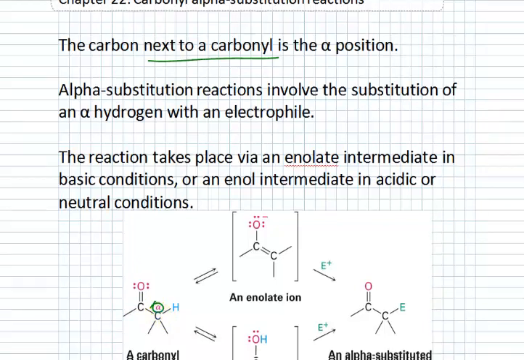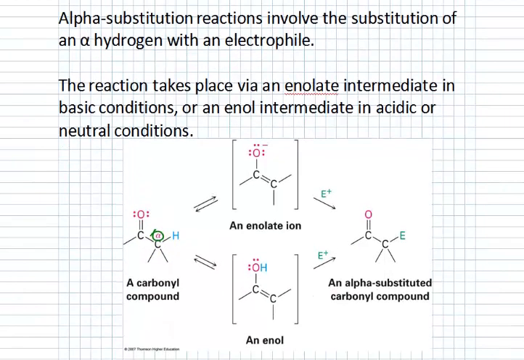So an alpha substitution reaction involves the substitution of an alpha hydrogen with an electrophile. So let's find those. All right, here's our carbonyl compound. Here's an alpha hydrogen, an H on the alpha carbon. In an alpha substitution reaction, that is replaced with something else, something that acts as an electrophile.